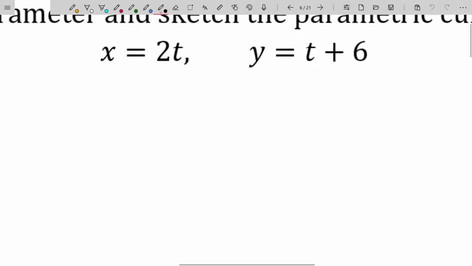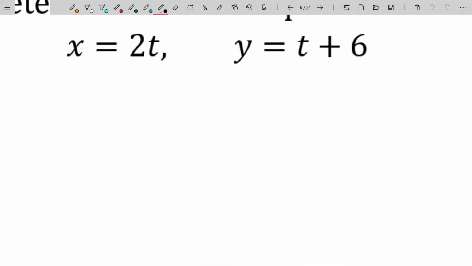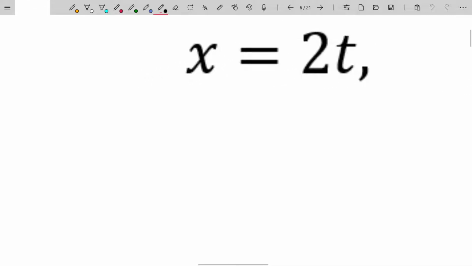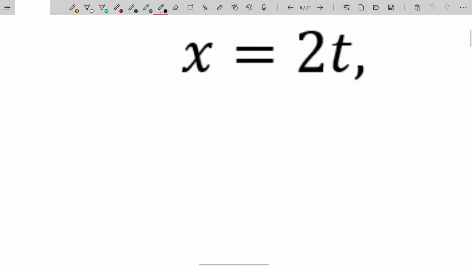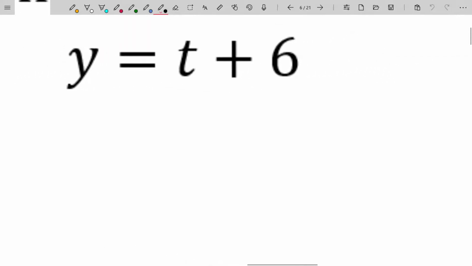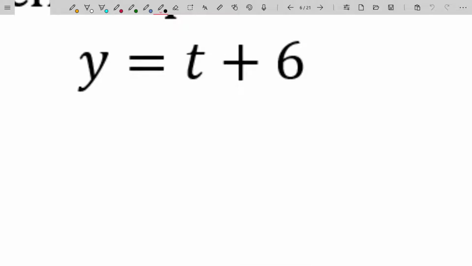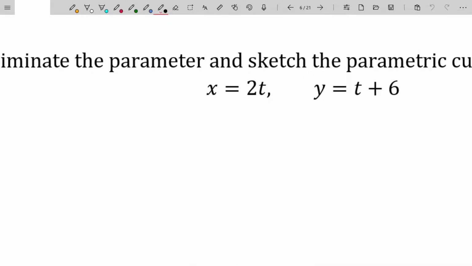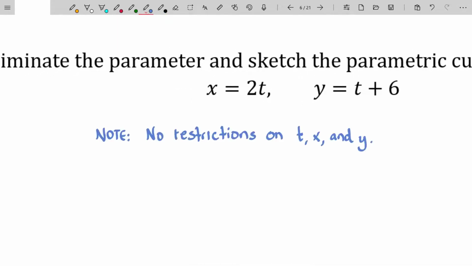Eliminating the parameter here, first of all, I'm going to mention there are no domain or range restrictions on either of these. That is, this function right here is a line, x equals 2t. t can be anything we want, and x will be accordingly anything. It's just twice whatever t is. Same thing with y. t can be anything we want, and therefore y will just be that plus 6. So y will be also anything. This is just a heads up. The domain and range are unrestricted here.